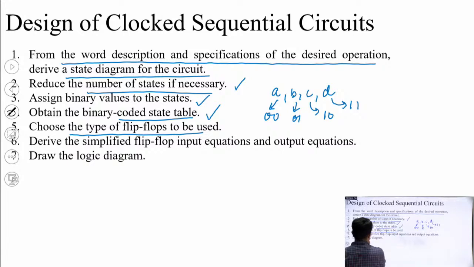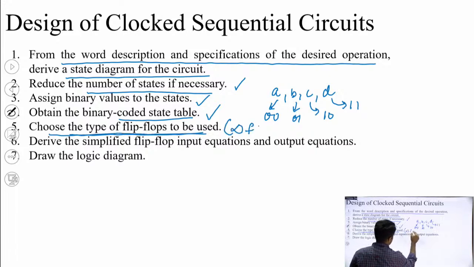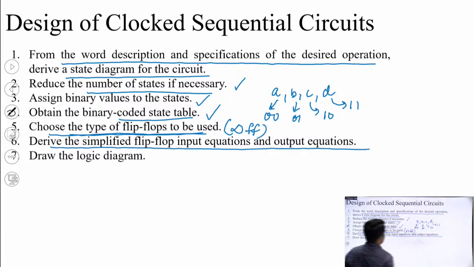So choose the type of flip-flop, if it is not mentioned we will use D flip-flop. Then derive the simplified flip-flop input equation and output equations, draw the logic diagram. This step might not be clear in the written form, but when we perform that step, it will be clear to us. So let's start with the question.